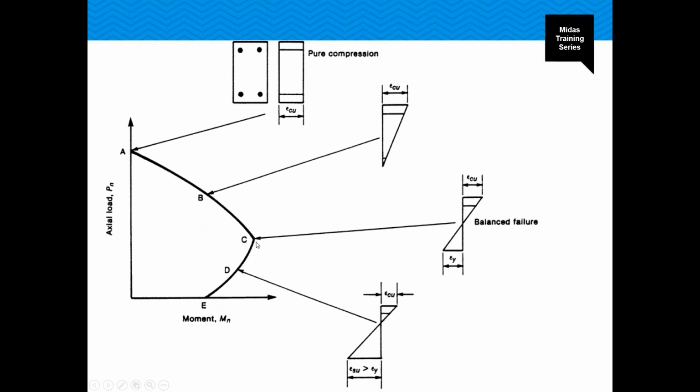So point C represents the balanced failure condition, wherein the strain distribution for the extreme concrete fiber reaches the strain of 0.003, and the strain in reinforcement also reaches the yield point. So at this condition, the section is having the highest moment carrying capacity.